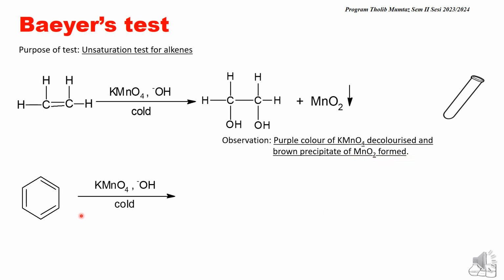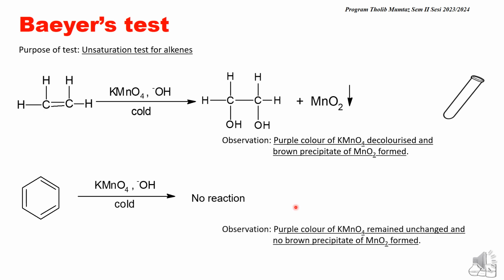However, when Baeyer's test reacted with benzene ring, even though benzene has 3 double bonds, it doesn't behave as an alkene. Instead, it behaves as an aromatic ring. So benzene will have negative result with Baeyer's test, so this will be no reaction. And the observation should be purple color KMnO4 remain unchanged and no brown precipitate of MnO2 formed.